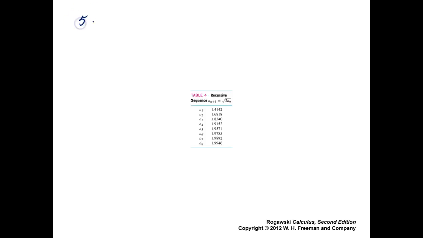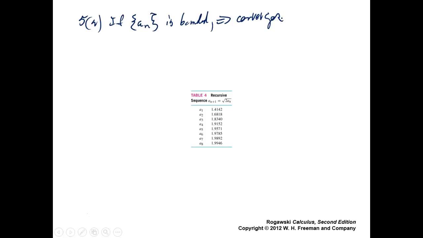Okay, 5a. This statement is, if a sub n is bounded, then it converges. True or false? False. You need to give me a counterexample.